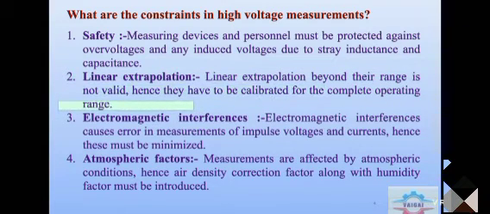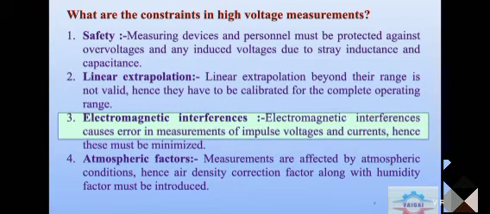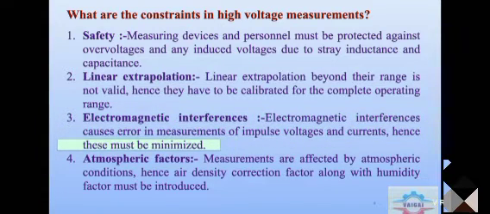Next one is electromagnetic interference. Electromagnetic interference causes error in measurements of impulse voltages and currents. Hence, these must be minimized. Communication lines have electromagnetic interference. So, in order to avoid the electromagnetic interference, we take care in high voltage measurements.